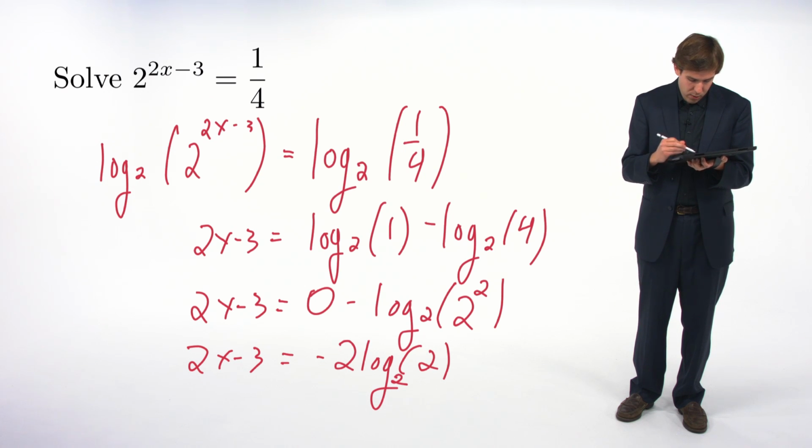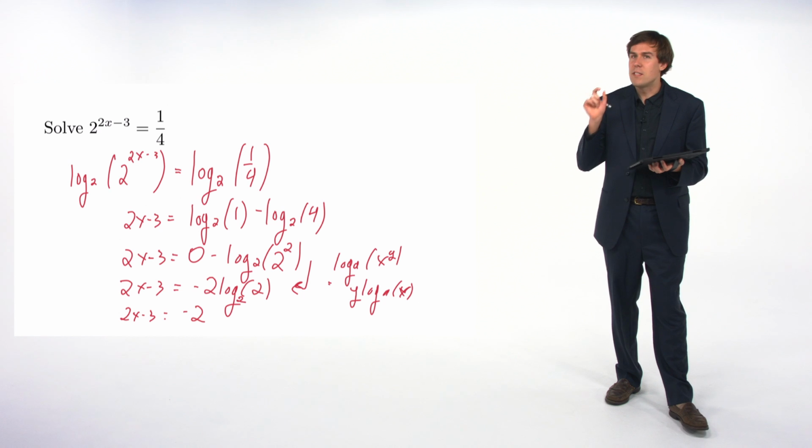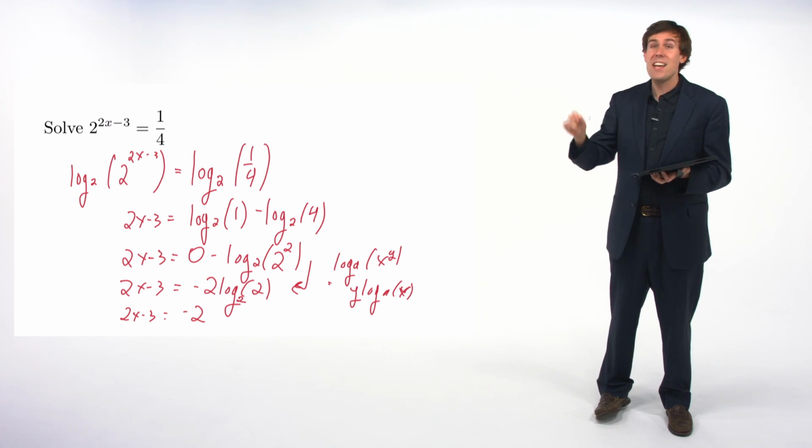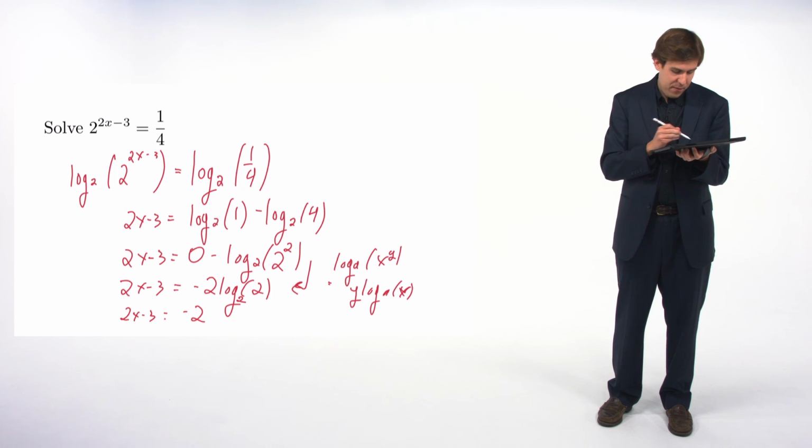Right? So here I use the fact that log base a of x to the y equals y times log base a of x. So the power inside can come down. And last, I observed that log base 2 of 2 is 1. So I just get minus 2. Right? This is the fact that log base a of a is always 1. So now I just have a very simple linear equation that I have to solve.